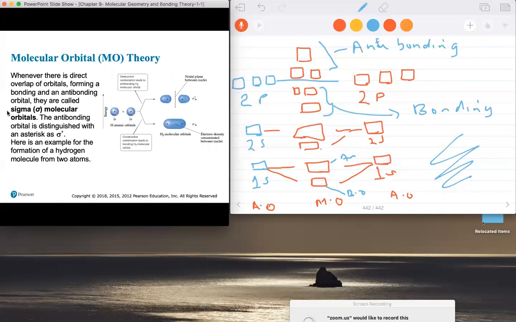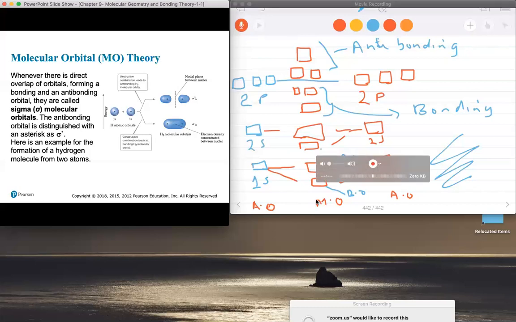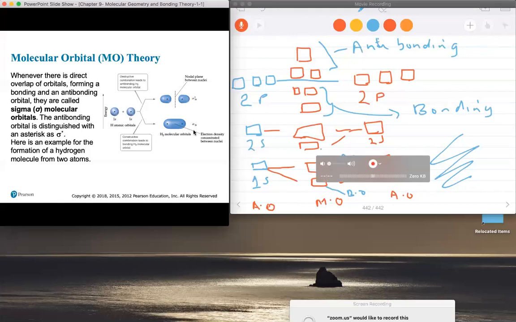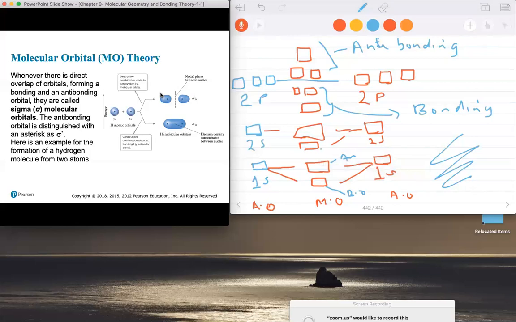This is just the simplest form of molecular orbital, where there is one antibonding and one bonding orbital. This MO on my whiteboard here, MO stands for molecular orbital. I have the bonding, we call this bonding, and the antibonding at the top right here. It's shown with the asterisk, the star.